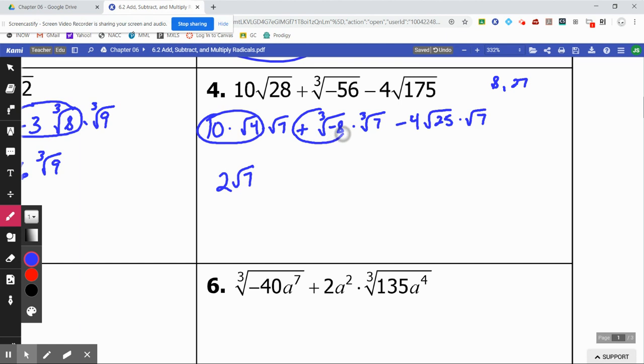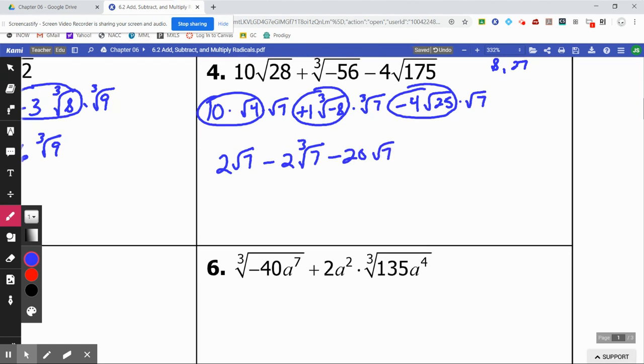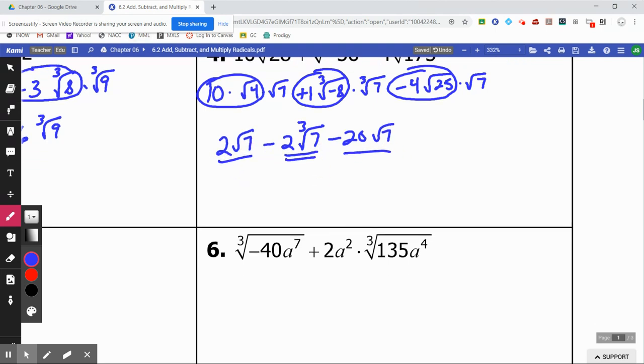The cube root of negative 8 is negative 2, so you can think of this as a 1. Positive 1 times negative 2 would be negative 2 cube root of 7. And then negative 4 times 5 would be negative 20 square root of 7. Now, these look like they should all be combinable. They're not. These are square roots. This is a cube root. The index and the radicand have to be the same, so we can combine the 2 minus 20, which gives you negative 18 root 7, but do not combine it with the cube root.